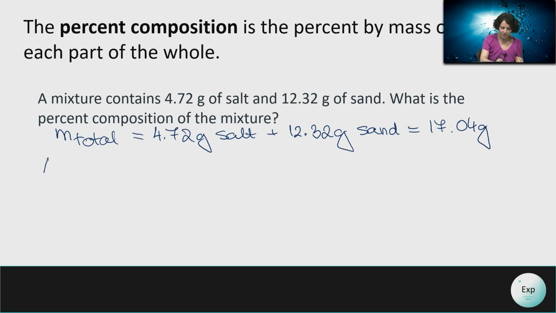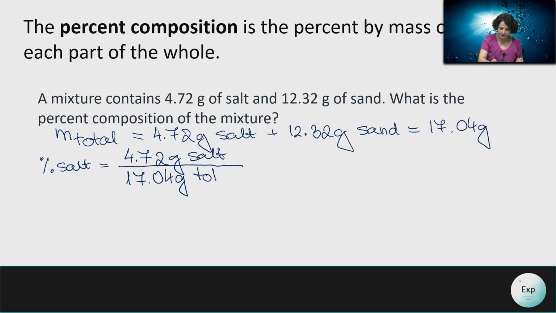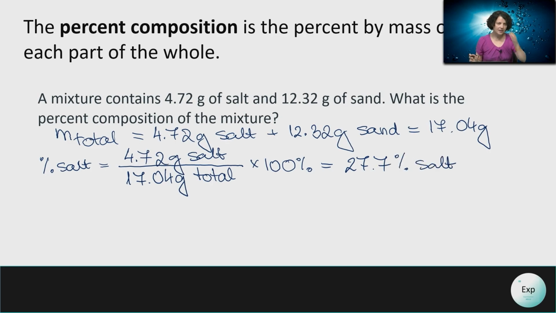To calculate the percent salt, we're going to take the mass of the salt, 4.72 grams of salt, and we divide it by the mass of the whole, which in this case is 17.04 grams total. And just like before, to determine a percentage, we multiply by 100%. In this case, our answer will be 27.7% salt.